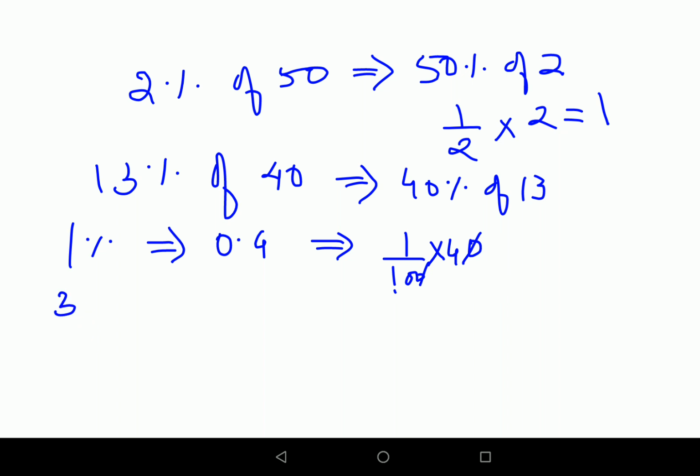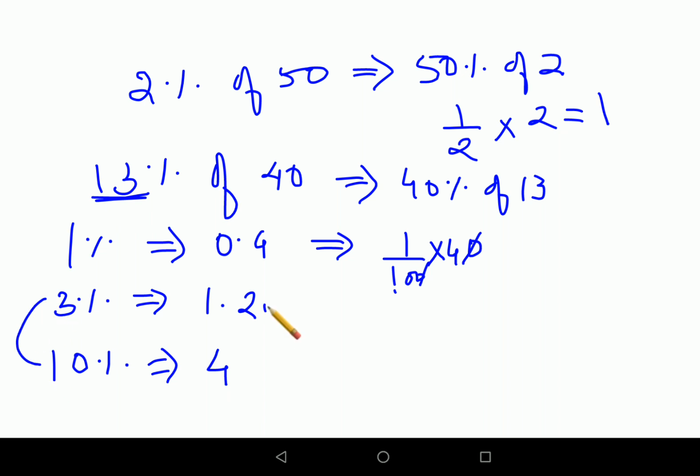So 3% would be 1.2. And 10% of 40 is nothing but just 4. So if you want 13%, you just add 10 and 3. So the value of 1.2 plus 4 gets you 5.2. So 13% of 40 is nothing but just 5.2. Yes, you can do it this way also. I hope this is very clear to everyone.